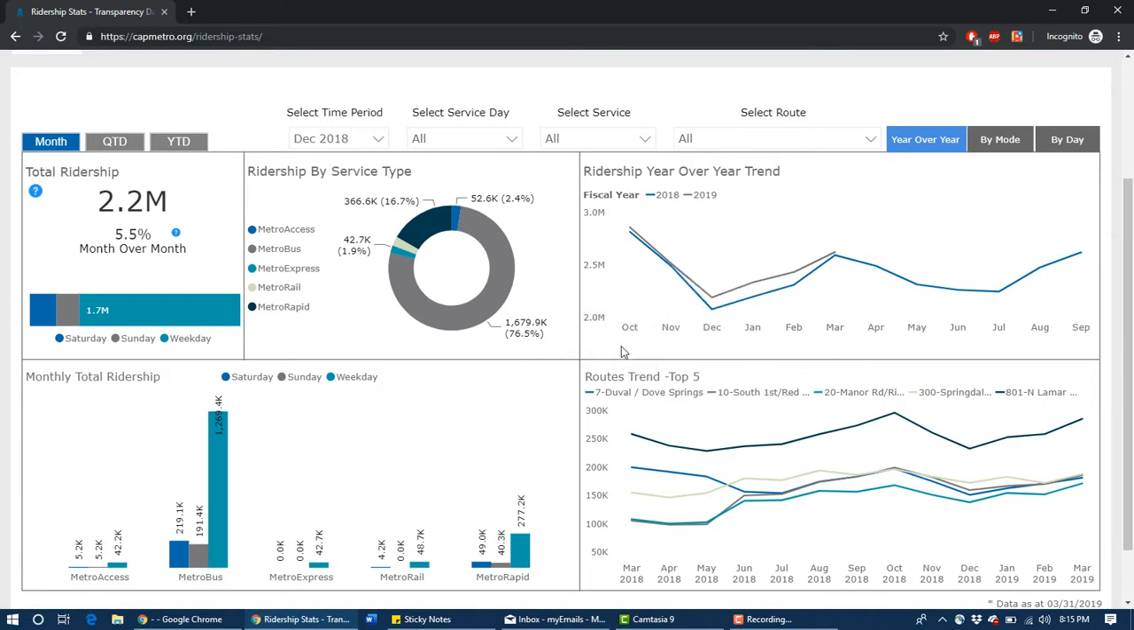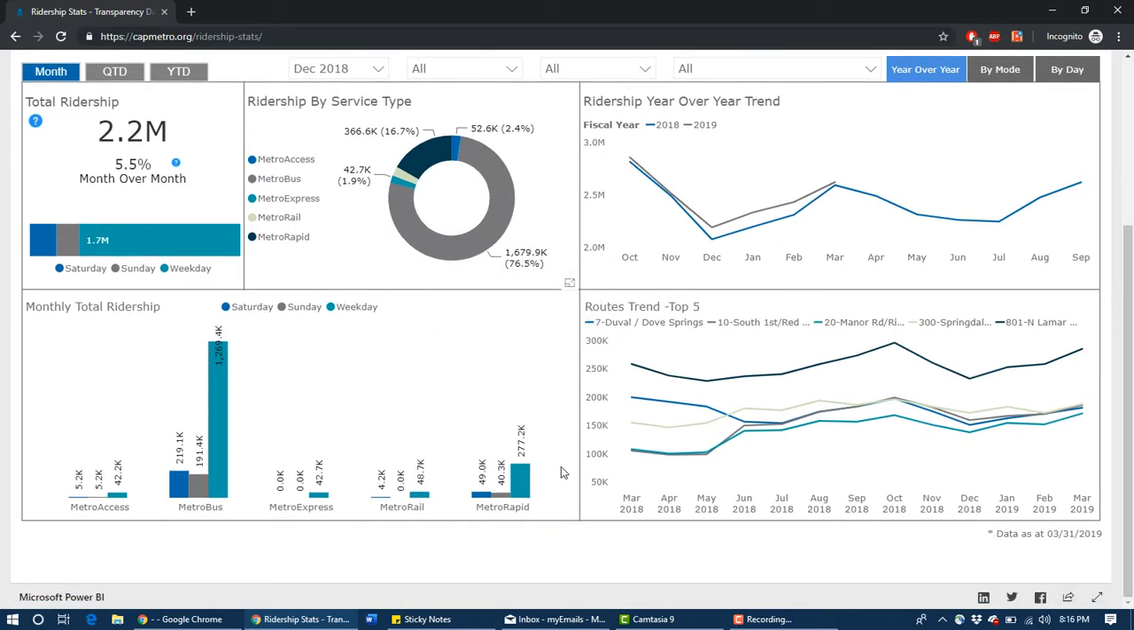You might be wondering, why did the graph start in October instead of January? It should have started from Jan, Feb, and gone until December. The thing is, it's a fiscal year, and the fiscal year starts from October. It's not based on a calendar year. So we start from October, and it goes until September. The prior fiscal year is actually October 2017 to September 2018, compared to the current year. So that is what the ridership year over year trend is about.